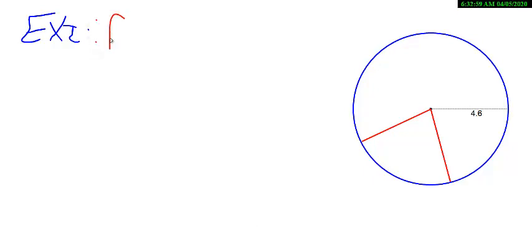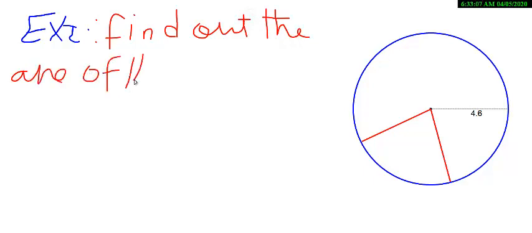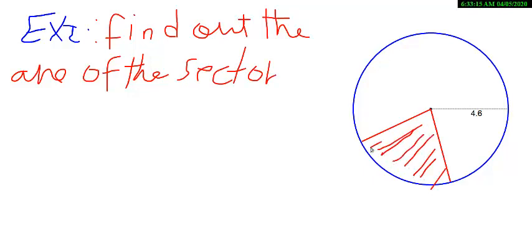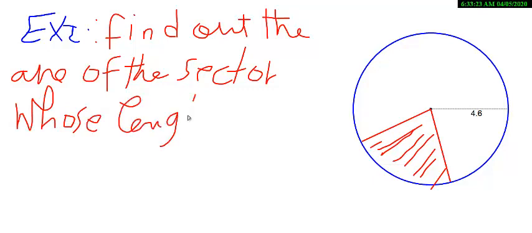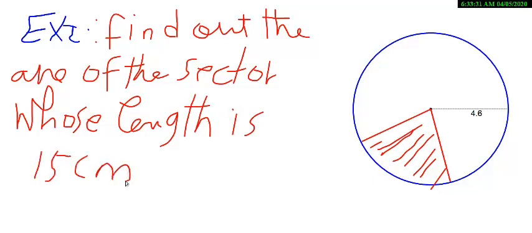So the question is, find the area of the sector which has been highlighted like this. The area of the highlighted sector whose arc length is, for example, 15 centimeters. How to find the area of that sector?